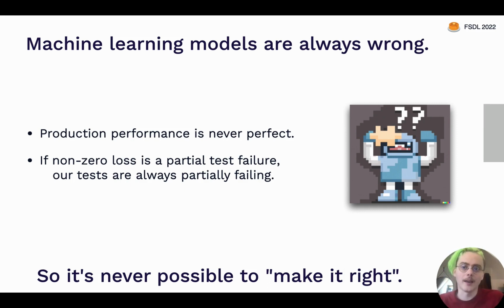And the reason why is that machine learning models are always wrong. Production performance is never perfect. And if we think of non-zero loss as a partial test failure for our models, then our tests are always at least partially failing. So it's never really possible to truly make it right.